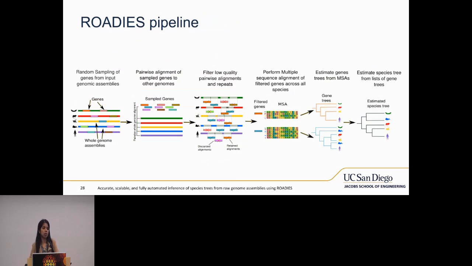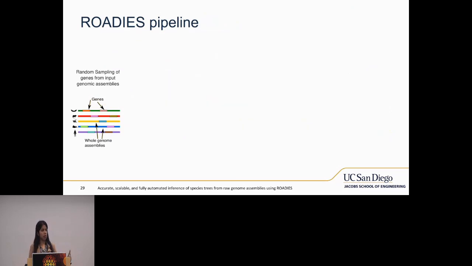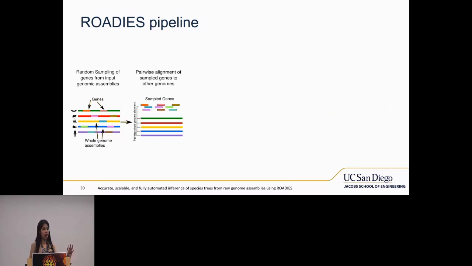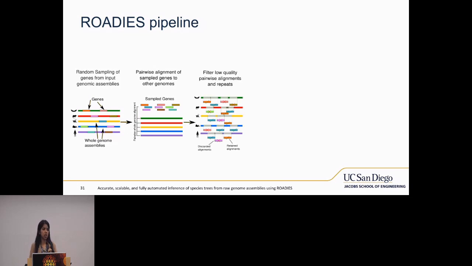Now let's talk about the implementation of the ROADIES pipeline. The entire ROADIES pipeline is implemented in 6 different steps. Now I'll talk about each of the steps in detail. In the first step, we randomly sample a bunch of genes from the input genomic assemblies. Once we have the genes, we infer homologs of each gene from the rest of the species using the whole genome alignment tool LASTZ. And then we filter out the bad matches and also the repetitive matches.